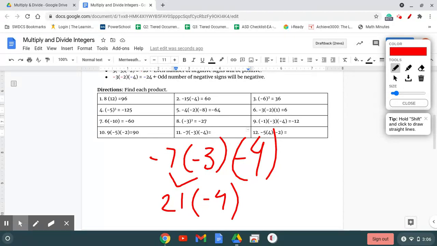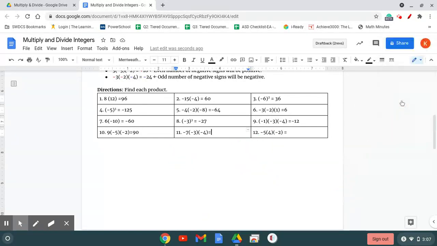I don't know what that is off the top of my head, so I can come over here and just write it down. 21 times 4, 1 times 4 is 4, 4 times 2 is 8, and it's a negative 4, so my answer is negative 84. Negative 84. There we go.